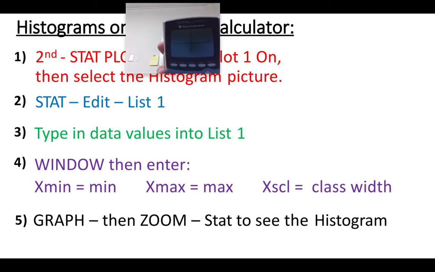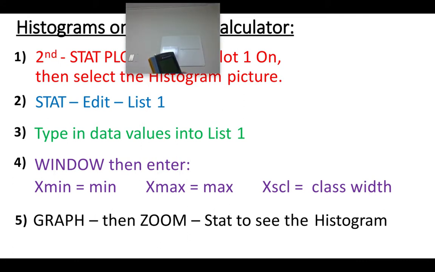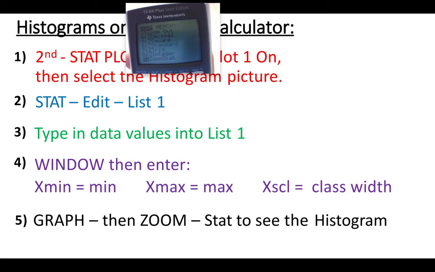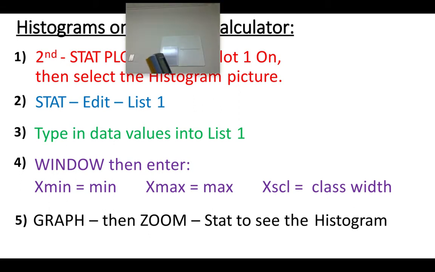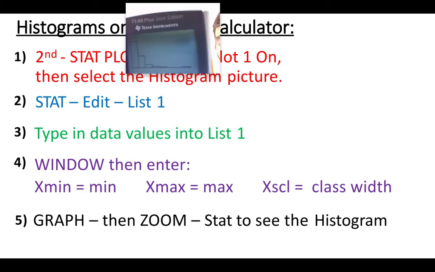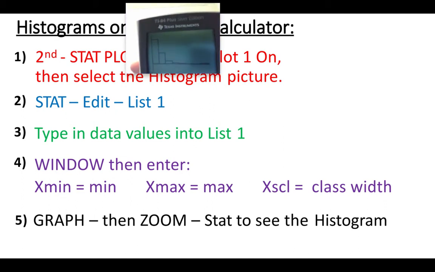We want to be able to see our graph. So what we're going to do is hit zoom, and then you're going to go down to the one that's number 9, which is zoom stat. And you're going to hit zoom stat, enter. And then you should get a very nice little graph there that looks like this. Now that is your histogram.